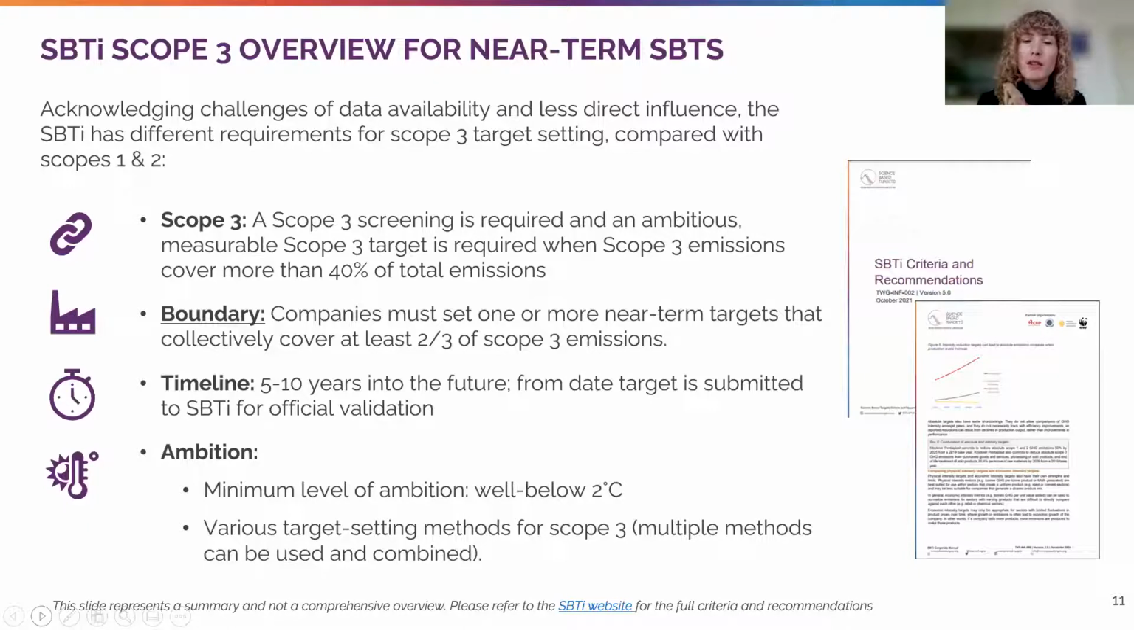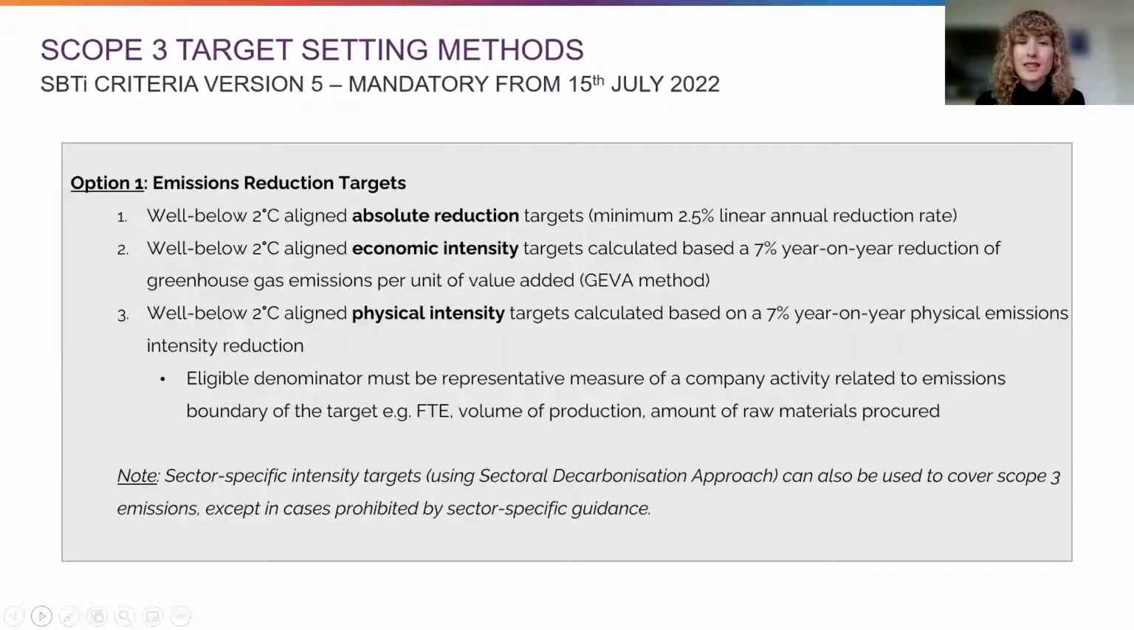And then the level of ambition, so companies' Scope 3 targets have to be aligned with a well below 2-degree trajectory, which differs from Scope 1 and 2 targets that need to be 1.5-degree aligned. And then the final point of distinction is that there are a wider variety of target setting methods available for Scope 3. So the next 2 slides, if we can advance to those, and I won't go into these in detail because there's a lot of information here, but it's really just to let you know that there are these wider range of target setting methods available for Scope 3: absolute reduction, intensity, economic intensity, physical intensity.